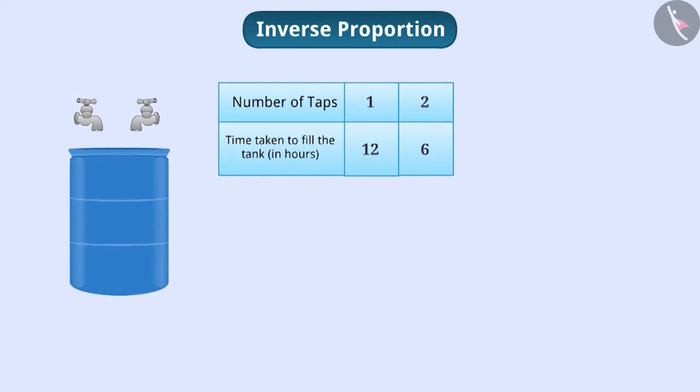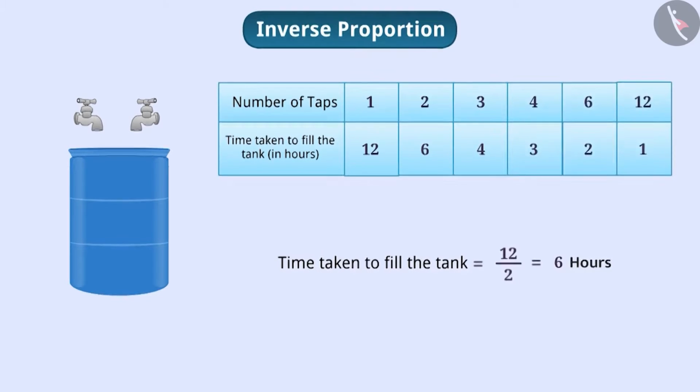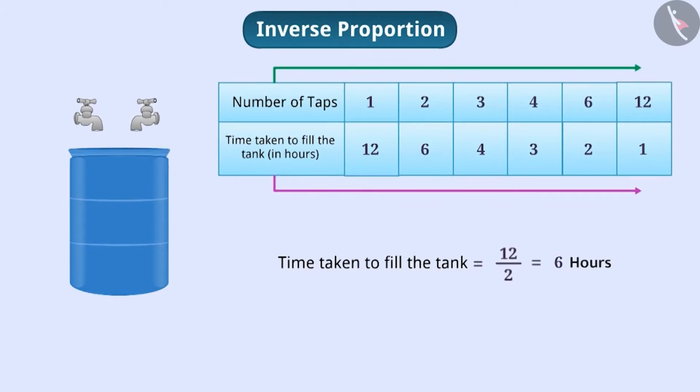That is, 2 taps will fill the tank in 12 divided by 2, which is equal to 6 hours. Similarly, if we use 3 taps, then the tank will take 4 hours. In this way, we can make the following table. Here, we see that if the number of taps increases, then the time required decreases. And if the number of taps decreases, then the time required increases.